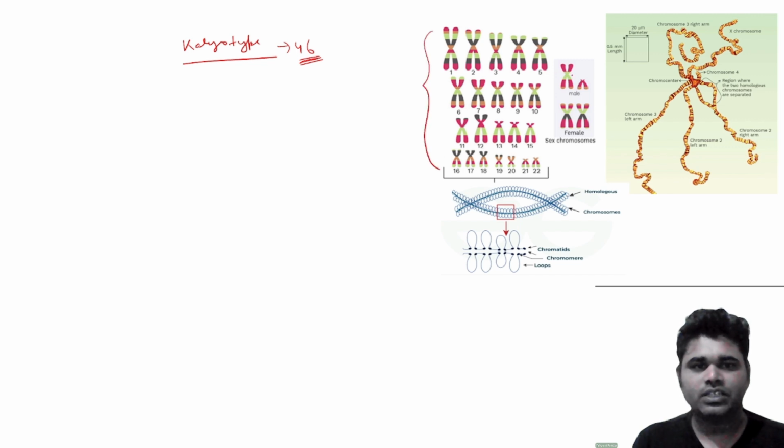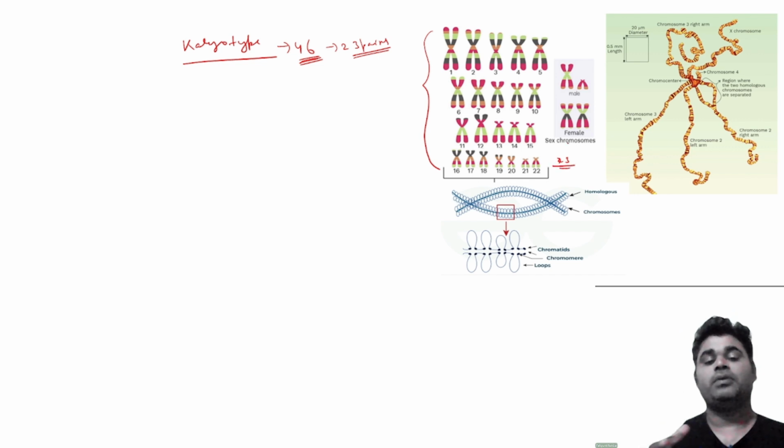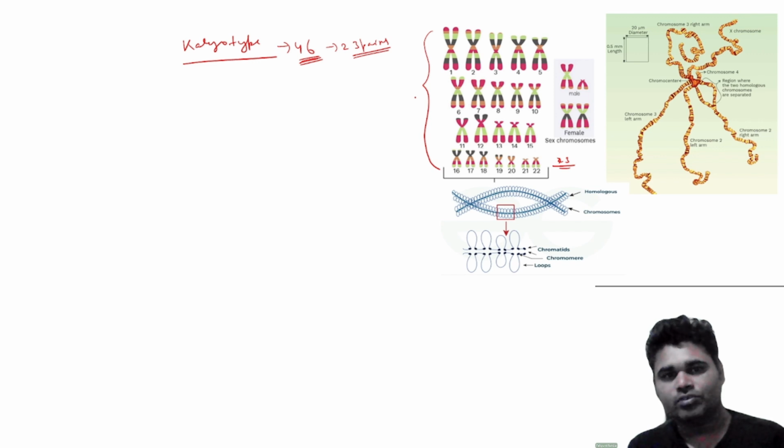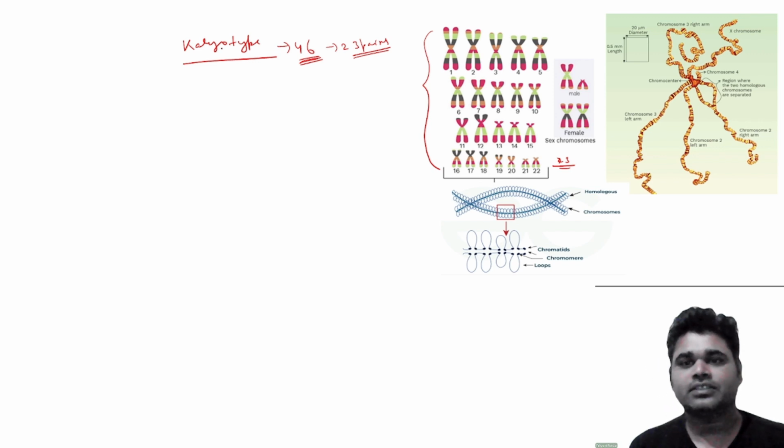So it is the 46 chromosomes. That means 23 pairs of chromosomes are present, like 1, 2, 3, and that is the 23. Because the 23 pairs are present, another pair of the 23 chromosomes is present, and this is called the karyotype.